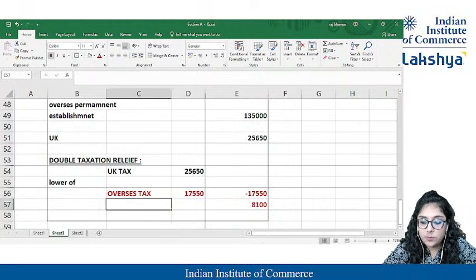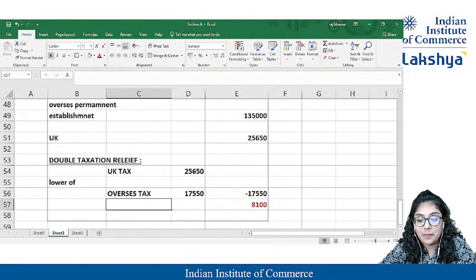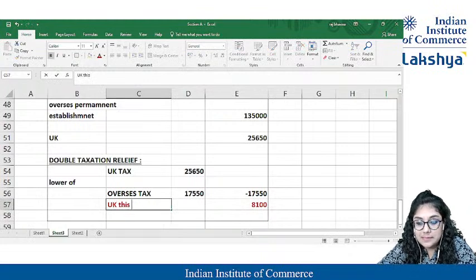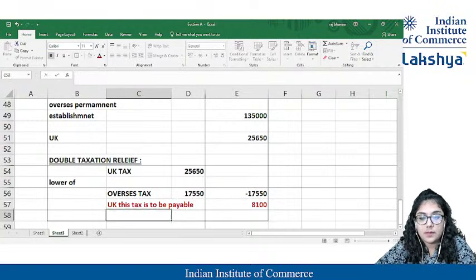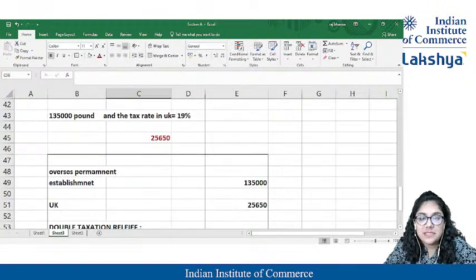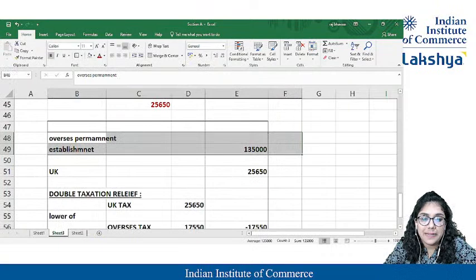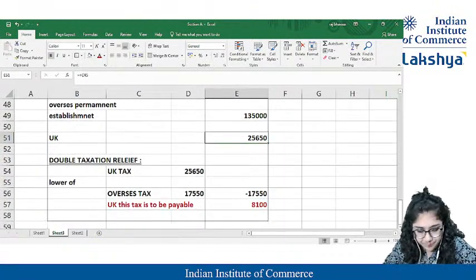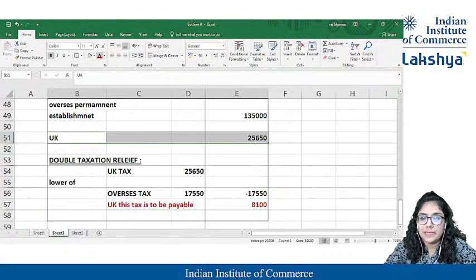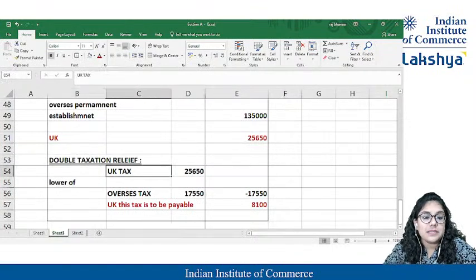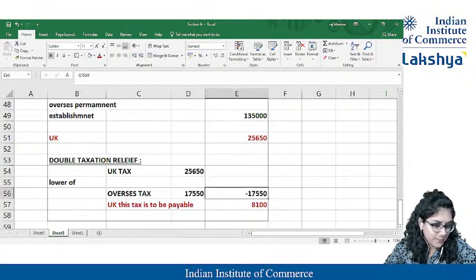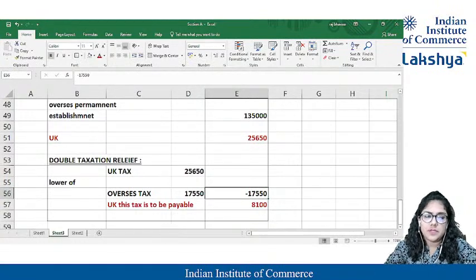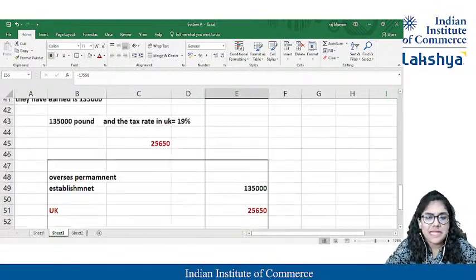So now, this much tax is to be paid in UK. That's all. Isn't it very simple? There I was having this much profit, this much tax I thought I needed to pay in UK. But with double taxation relief, I can take the same credit of 17,550. Whatever is the difference, only that much I have to pay in UK.